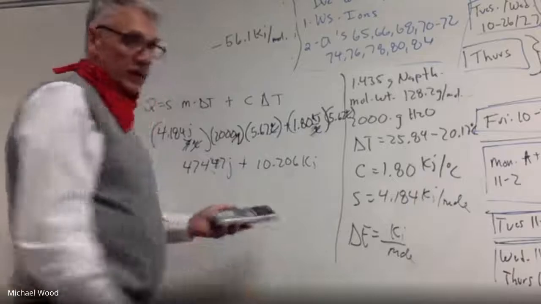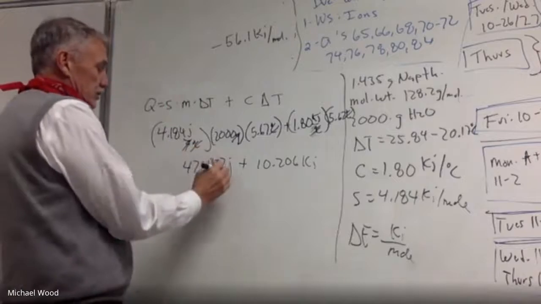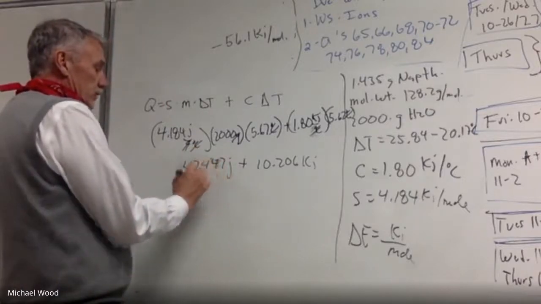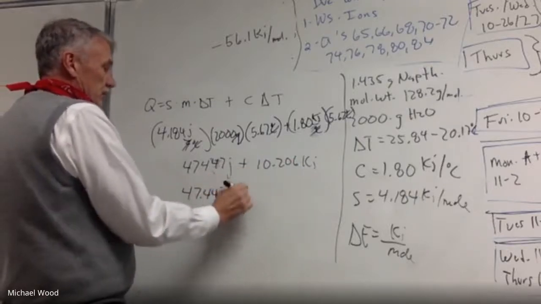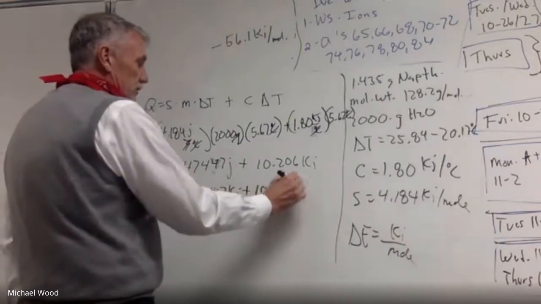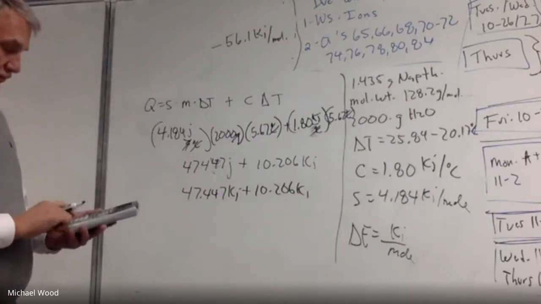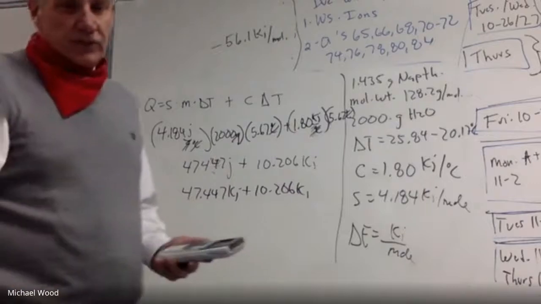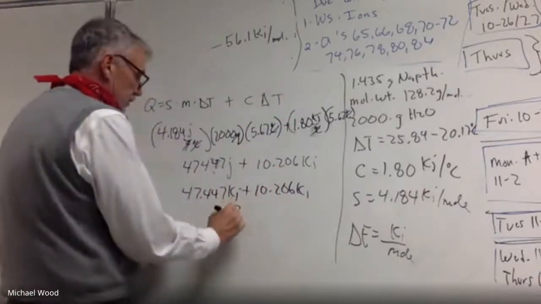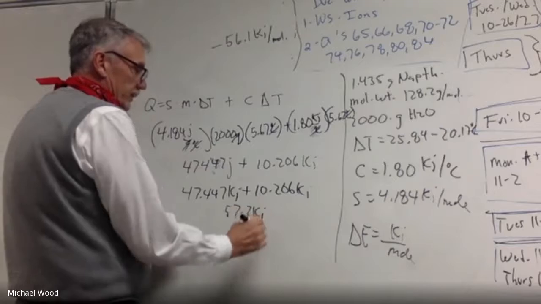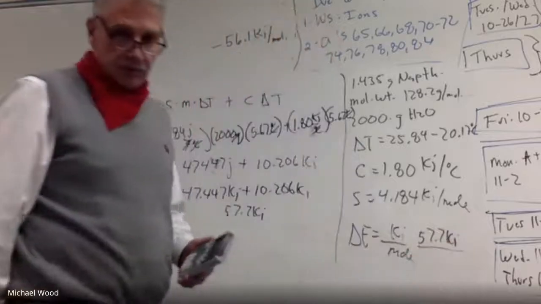The problem wanted us to do this in kilojoules per mole, so I'm going to get these units to be the same. I'm going to move the decimal 1, 2, 3. So I have 47.447 kilojoules plus 10.206 kilojoules, which gives me 57.6 or 57.7 kilojoules. So that's going to go on top. So I found the kilojoules.